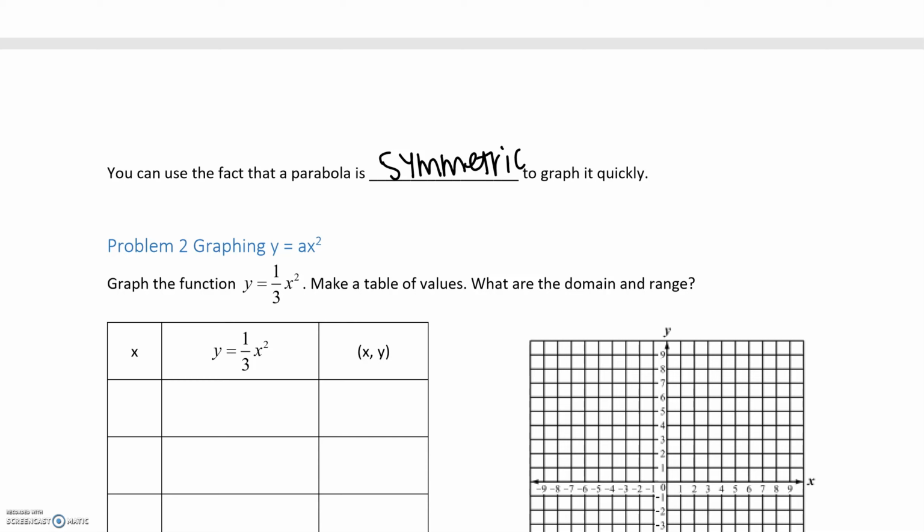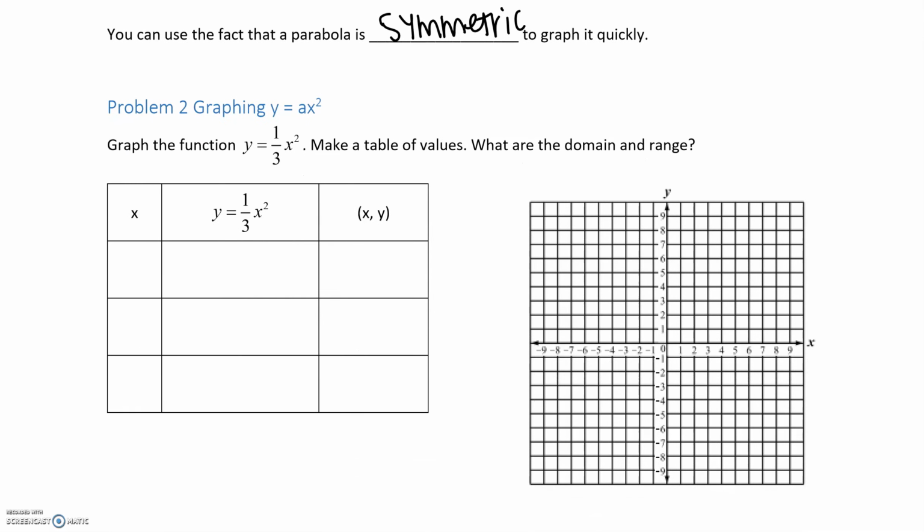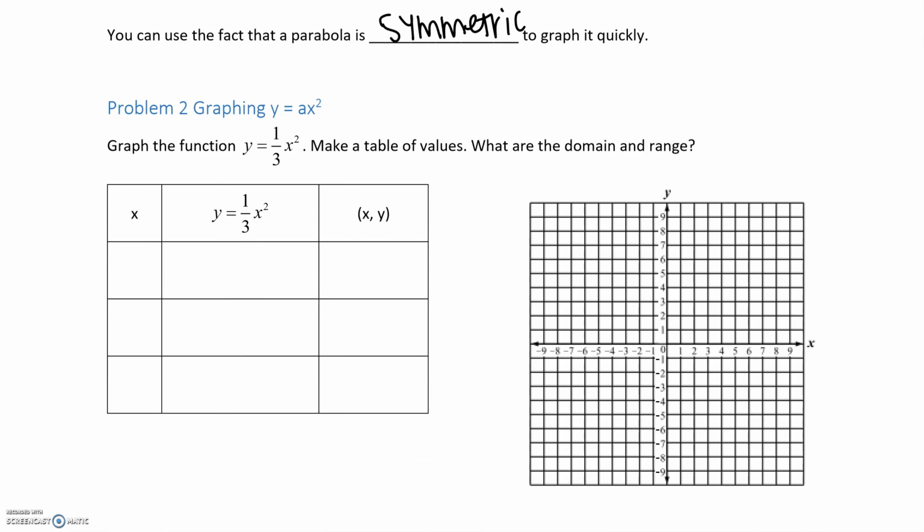Okay, so symmetric means that if I have it on one side of the parabola, I also have it at that same point on the other side of the parabola. So when we're working through these, for this one, our x values are going to be 0, 3, and 6. The reason I picked these is because all of these numbers are divisible by 3, so it'll give us nice even numbers.